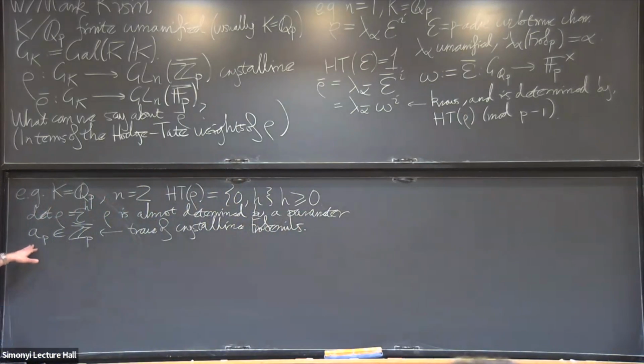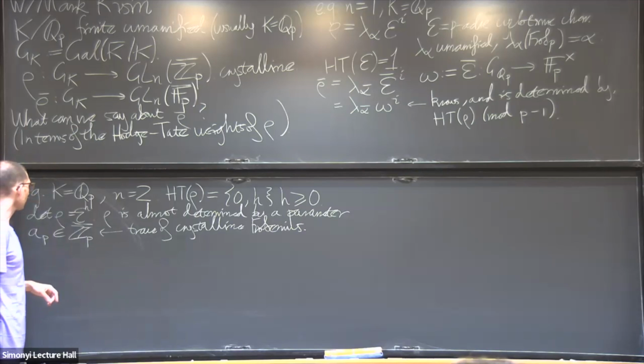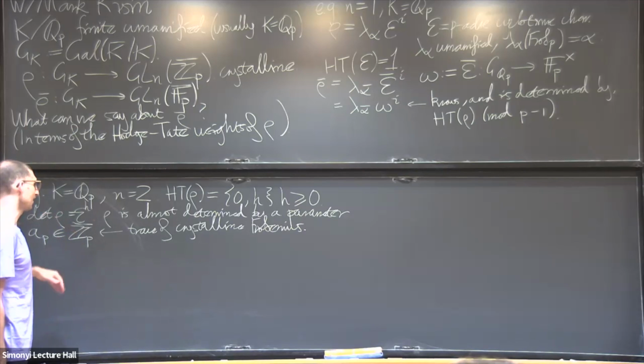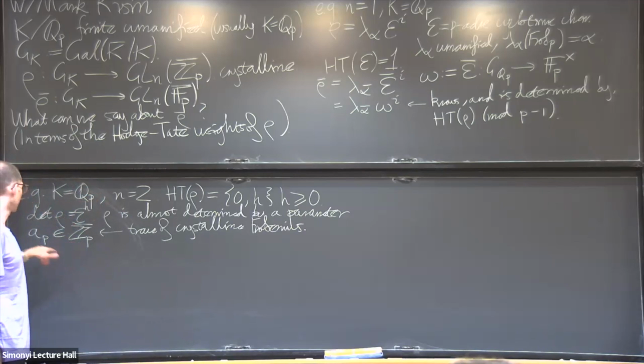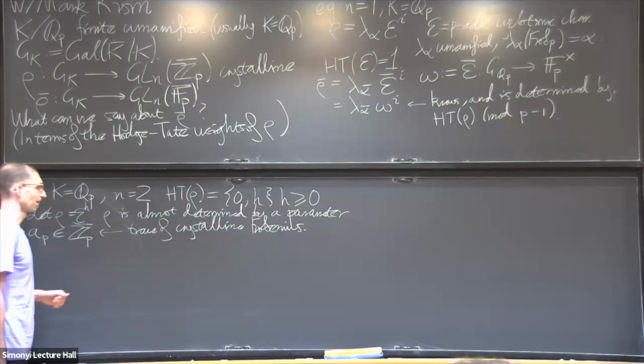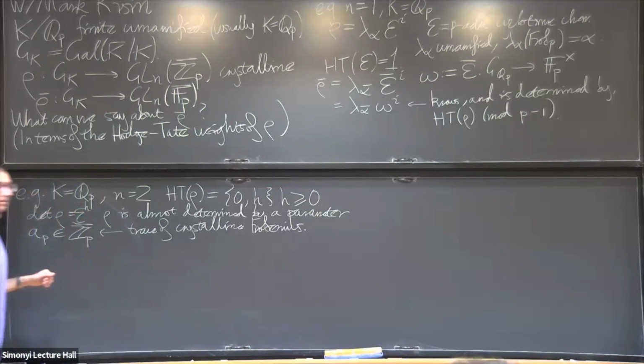And the a_p is supposed to be suggestive, because if I had a modular form of weight h plus 1, with level prime to p, then I would be getting a Galois representation of this kind, and the a_p would be the usual a_p. Almost.